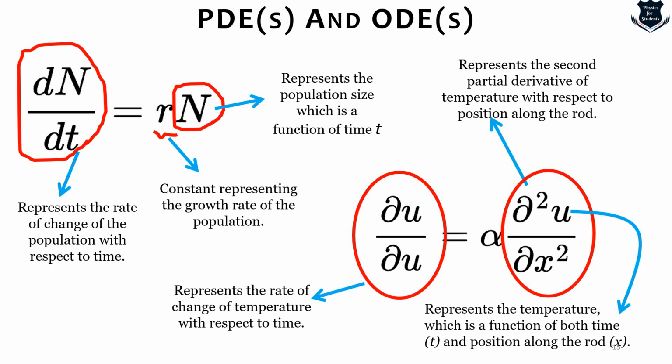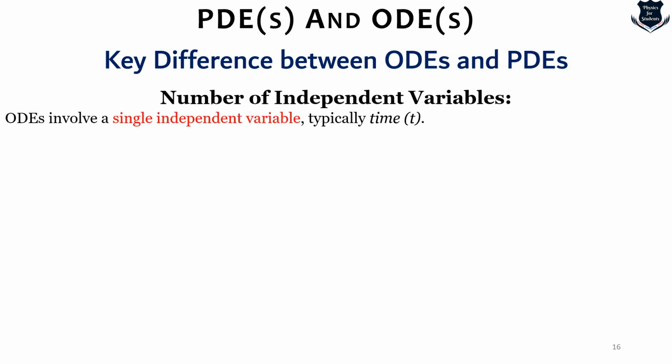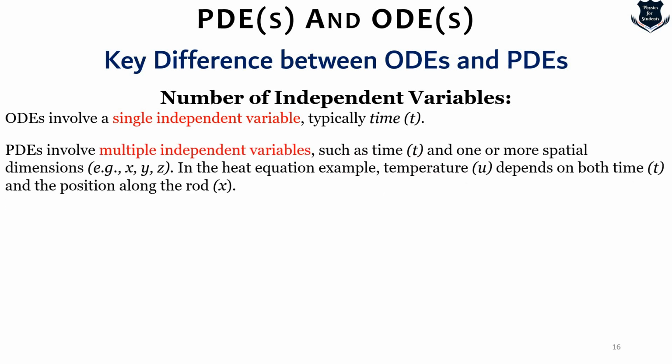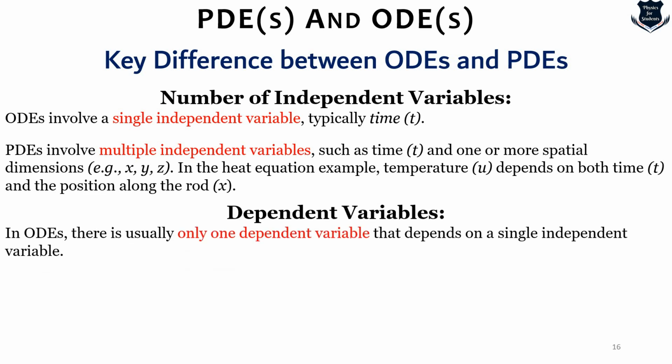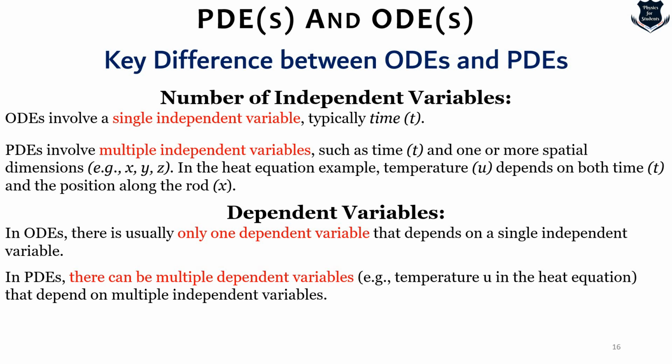Now it is a good time to understand the key differences between ODEs and PDEs in simple English. Number one, obviously, is independent variables. ODEs involve a single independent variable, typically time. PDEs include multiple independent variables, such as time and one or more spatial dimensions. It can be x, y, z, and so on. In the heat equation, as we see, u depends on both t and x. Now, in terms of dependent variables, ODEs handle only one dependent variable that depends on one single independent variable. In PDEs, there can be multiple independent variables, for example the temperature u in the heat equation.